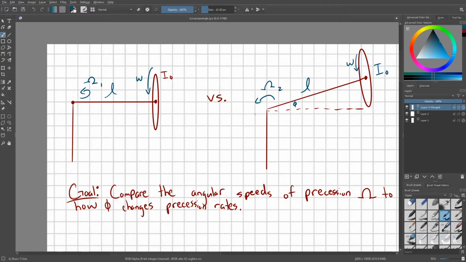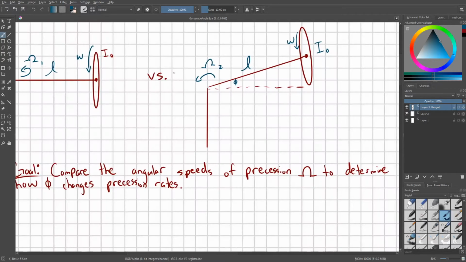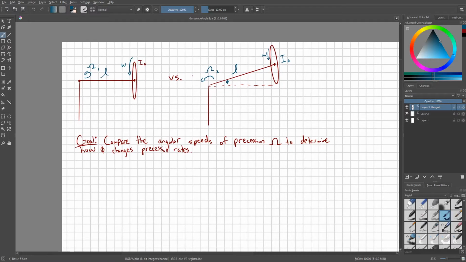Now, in our second picture here, we have essentially the same thing going on, where this axle is now just at an angle with the horizontal, some random angle phi. But everything else about the picture is the same. The goal of the problem is to compare the angular speeds of precession omega, to determine how phi changes the precession rates. We're going to do this by analyzing both angular momentum and torque.